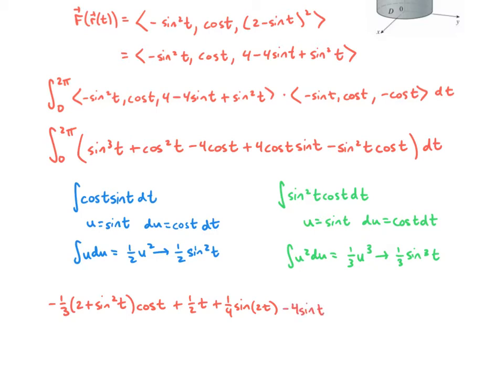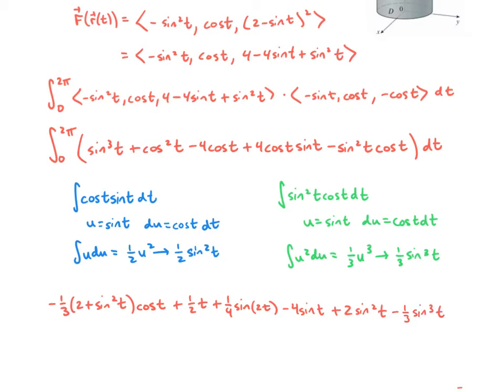Then we have our next one, 4 cosine t sine t, which again, we did our u sub. So we're going to have 4 times 1/2. So we're going to have 2, positive 2, and then sine squared t. And then our last one, again, we're going to subtract 1/3 sine cubed t. So minus 1/3 sine cubed t.